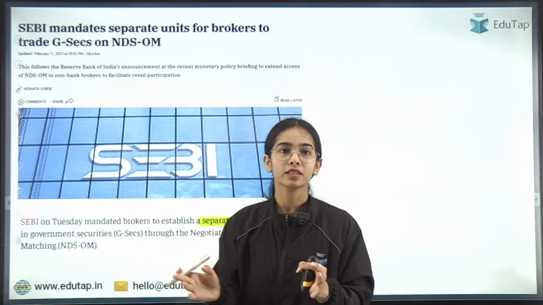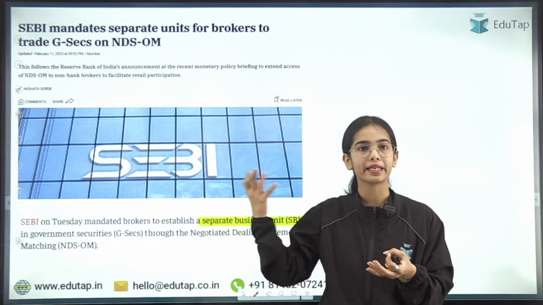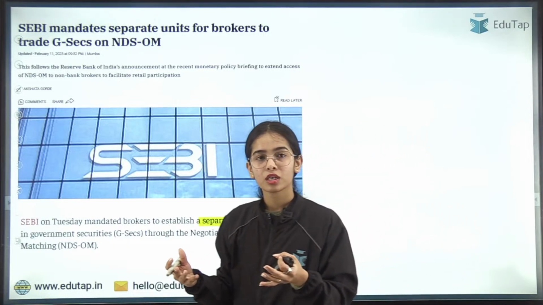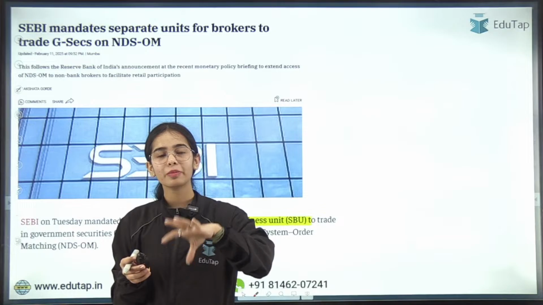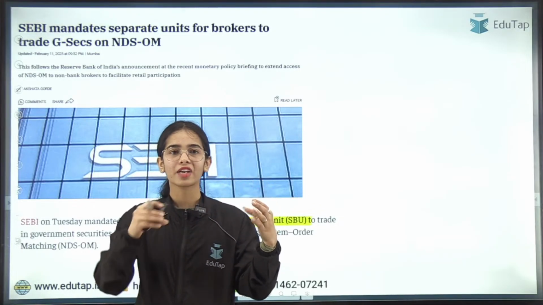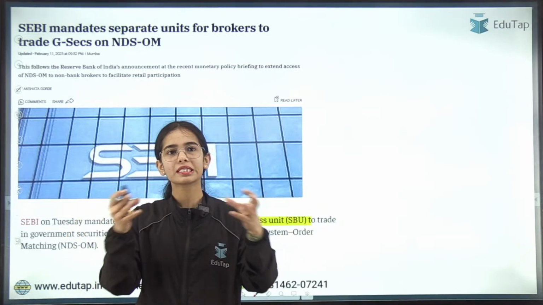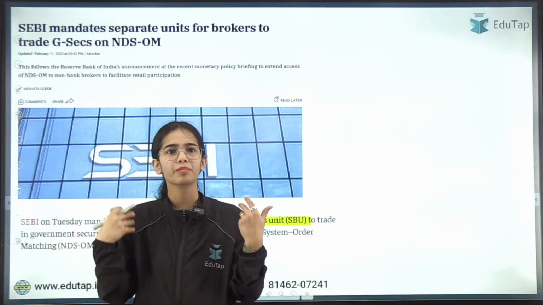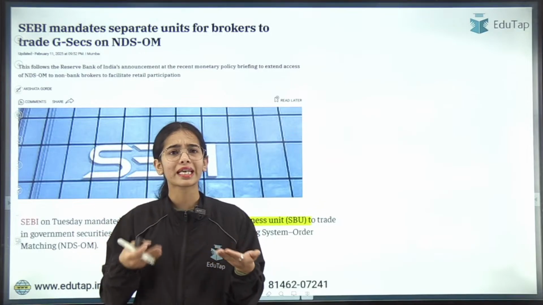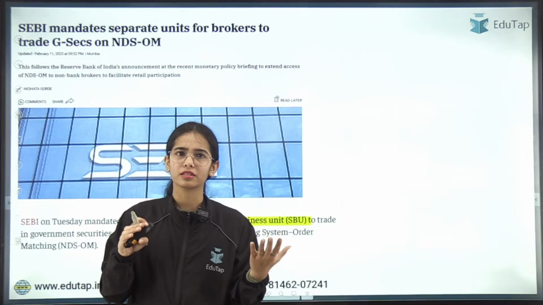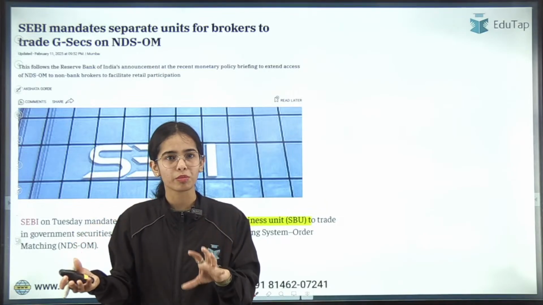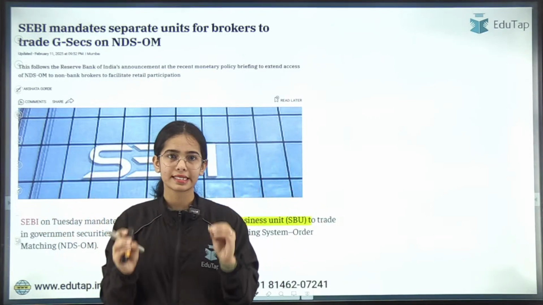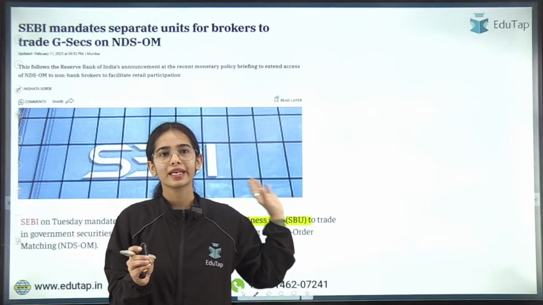So see, RBI has provided access to the NDS-OM platform to the stockbrokers. Now stockbrokers are under the regulation of SEBI. So in a way, the stockbrokers will be handled by RBI and also by SEBI. So there can be some problems because SEBI is a different regulator and RBI is a different regulator. There are different criteria, such as net worth criteria, and because different regulators impose different directions, stockbrokers can face problems. So SEBI has clearly said a few things that will make these guidelines more clear, okay?